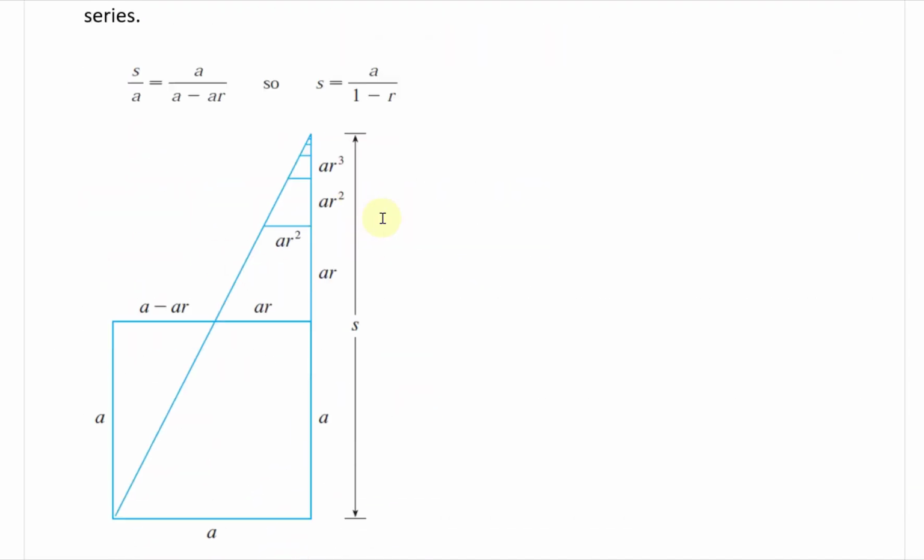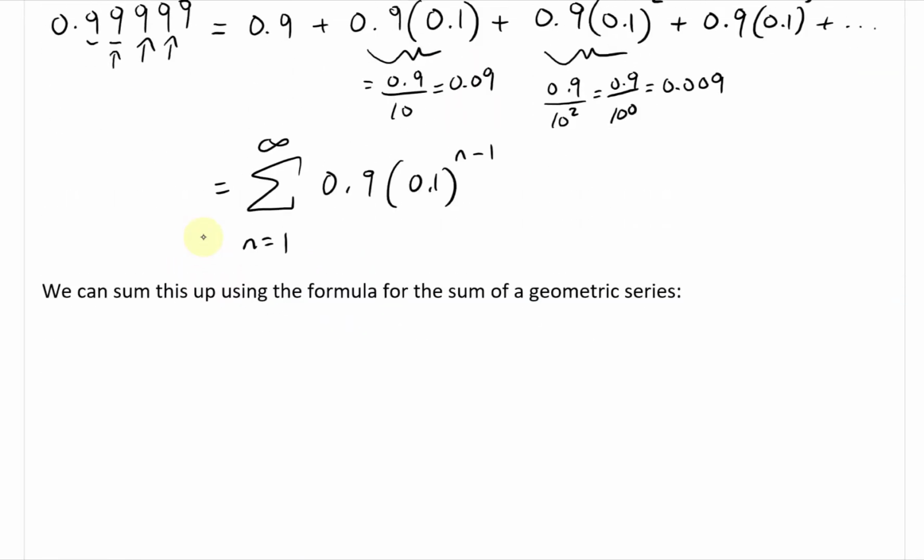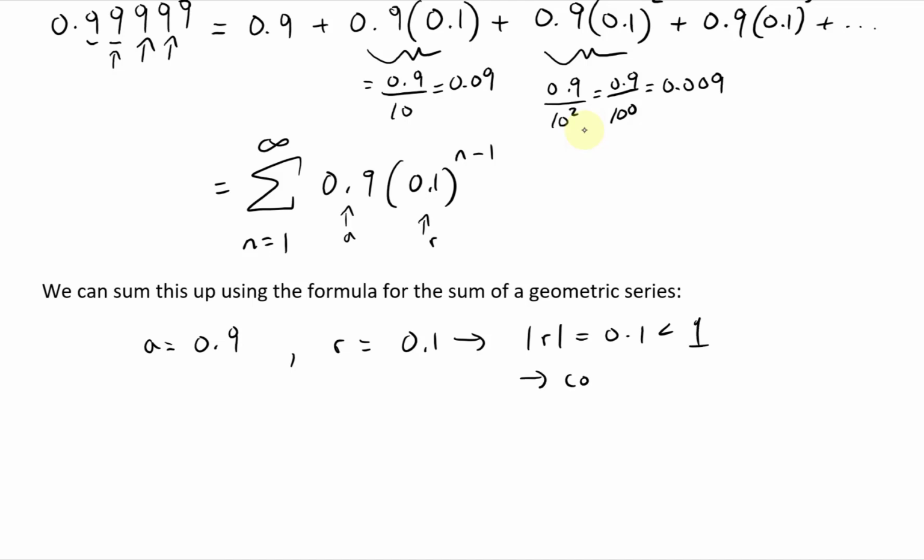So let's go back to the bottom. All right, we're back here. Let's sum this up. In our case, this is a, and this is r. We have a equals 0.9 and r equals 0.1, and we have the scenario where the absolute value of r has to be less than 1. In our case, it's just 0.1, and it's less than 1. Thus, this is convergent, like that.